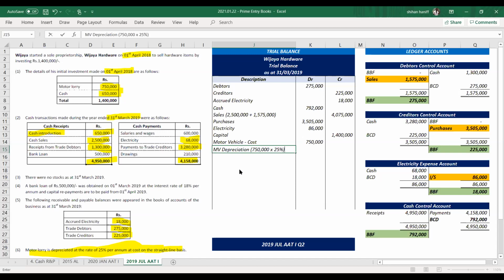750,000 into 25% is 187,500. So motor vehicle depreciation account debit, motor vehicle provision for depreciation account credit, 187,500. That's the depreciation of motor vehicle. One year depreciation. So no transaction for this.